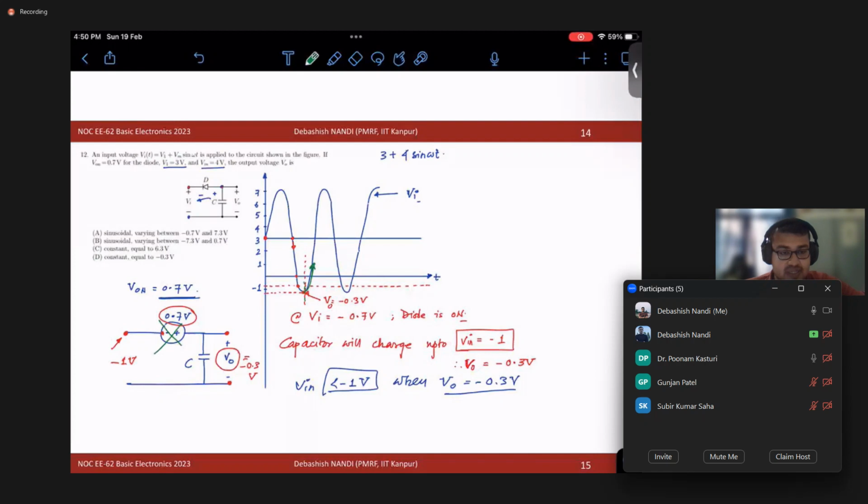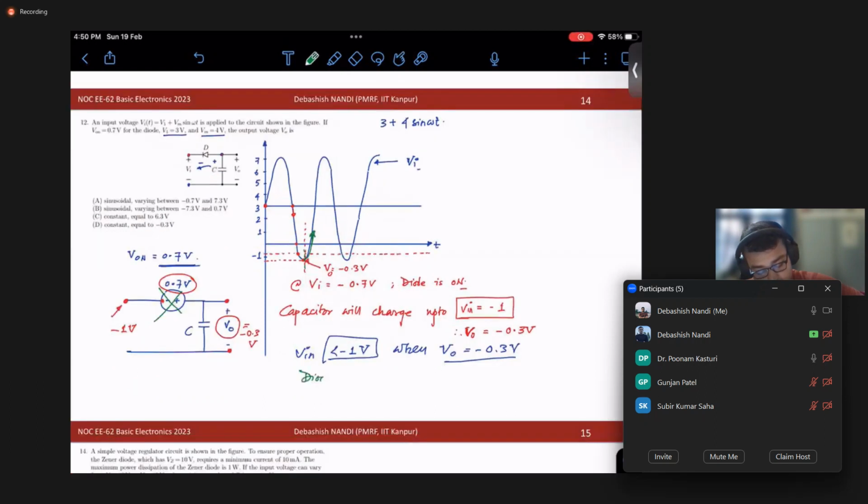If my diode is open circuited, what is the voltage V naught? No, the circuit becomes like this, right? Whatever you are applying, the capacitor is charged up to minus 0.3, and then the diode is cut off. What happens to the capacitance voltage?